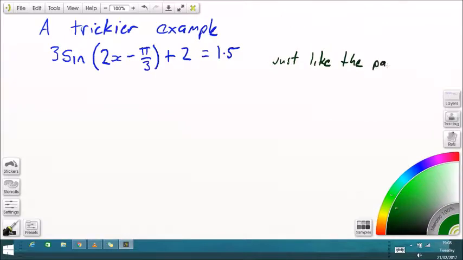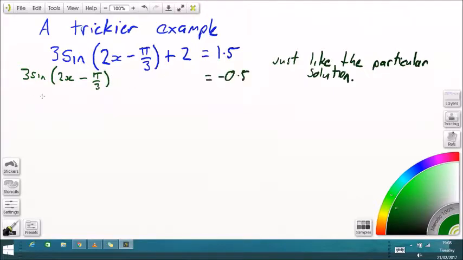Right, so just like usual, just like last lesson, we have to take the particular solution. What I mean here is just get the bit inside the brackets by itself. So it's a particular solution in terms of the angle, not in terms of x, but in terms of what would be theta, the whole angle inside the sine. So I'll get rid of my 2 on both sides. Now I'll divide both sides by 3.